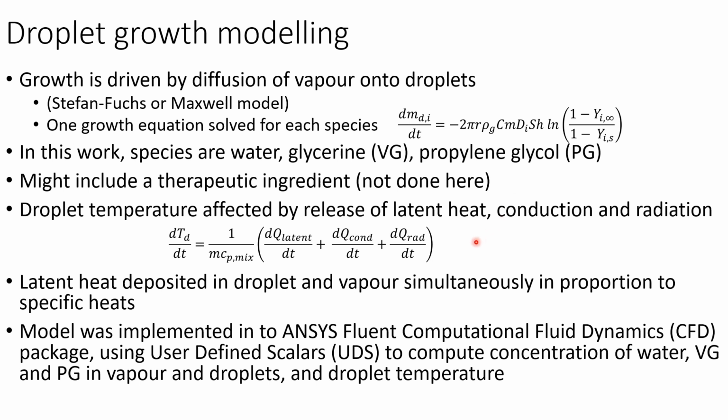Droplet temperature is affected by the release of latent heat, conduction and radiation, and so droplet temperature can be calculated by solving this equation here. Latent heat is deposited into the droplet and the vapour simultaneously in proportion to their specific heats. This model was implemented into ANSYS Fluent, a computational fluid dynamics package, using user-defined scalars, which are user-manipulable parameters set by code, which we integrate into ANSYS Fluent, and they compute the concentration of water, VG and PG in the vapour and in the droplets, and the droplet temperature.